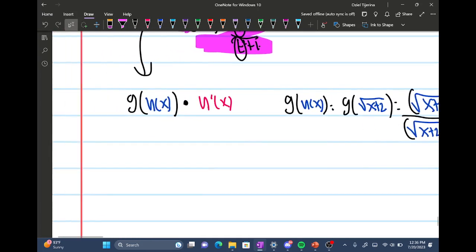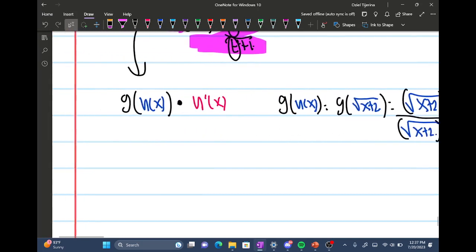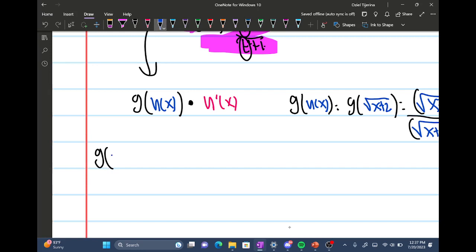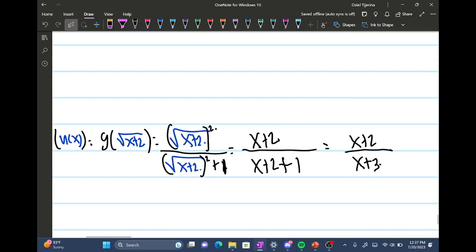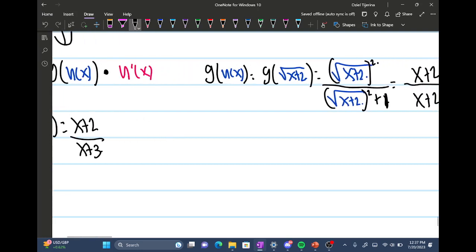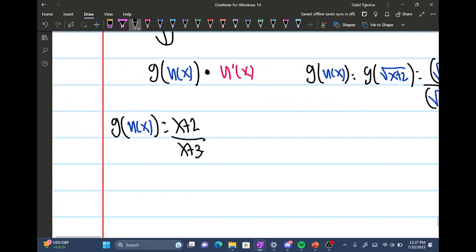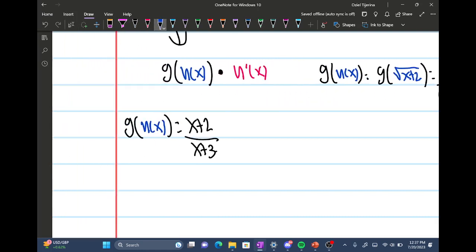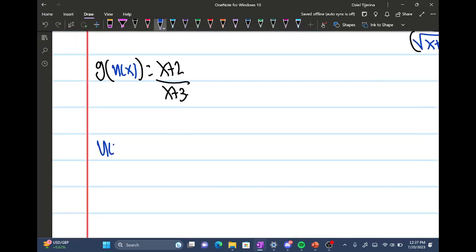So now we found g of u of x. This entire thing is really just going to be x plus 2 over x plus 3. So I got that out of the way. And now the last thing we have to do here, guys, is to find the derivative of u of x. Like I said, we know that u of x was the square root of x plus 2.